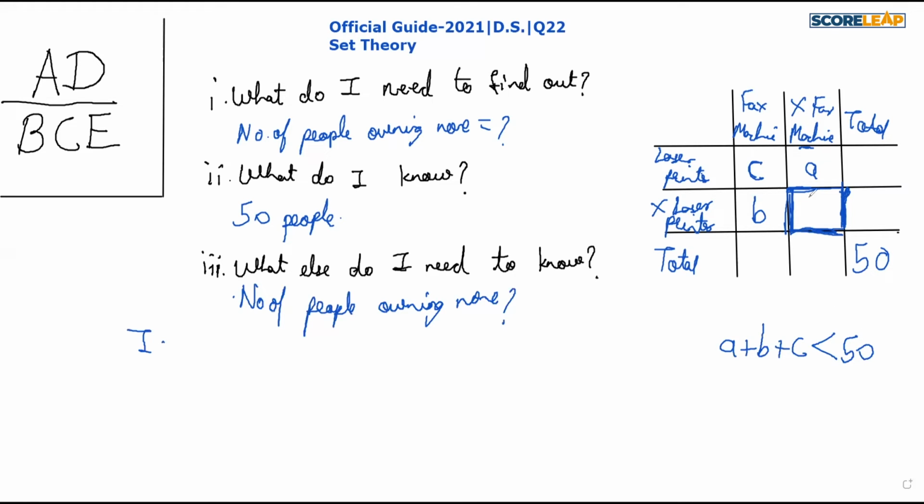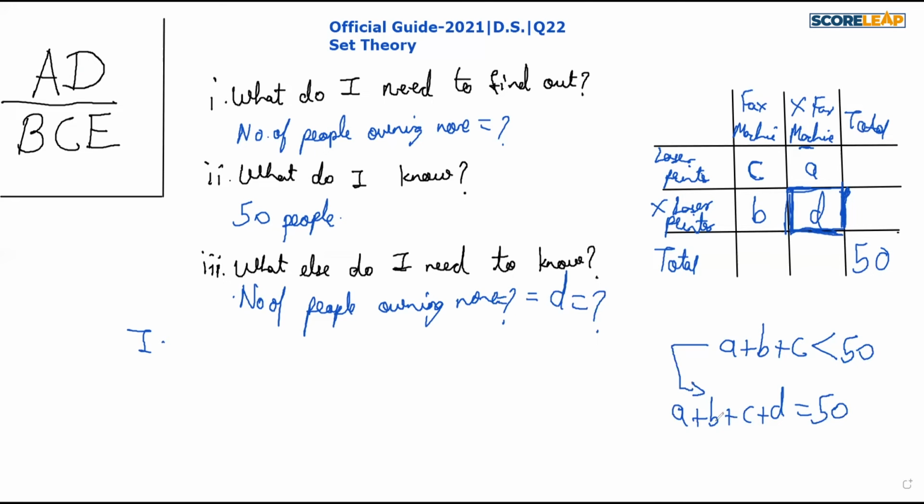And D here is some value. We know that A plus B plus C plus D equals 50, the total number of people, right? Because this will be A plus C, this will be B plus D. If we add all of them, we get 50 overall. But they are saying that A plus B plus C is less than 50. So from this information, can we find the value of D? We want the value of D, right? The number of people owning none is D, equals question mark. So from this, will we be able to figure out the value of D?